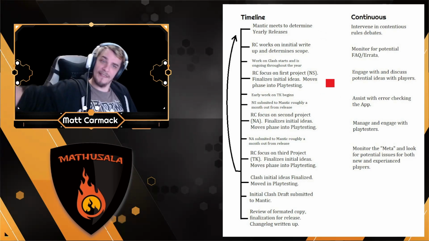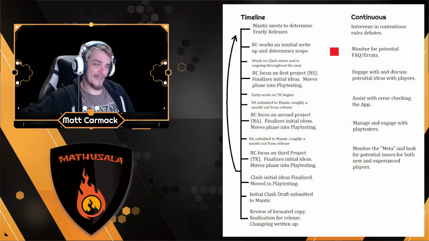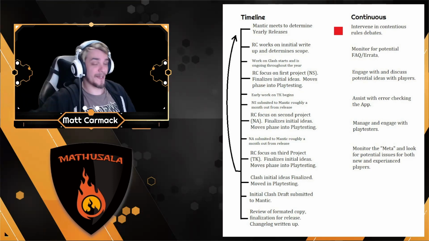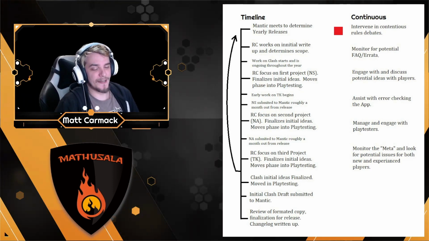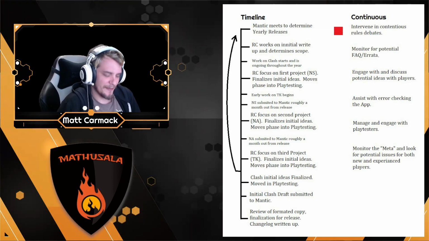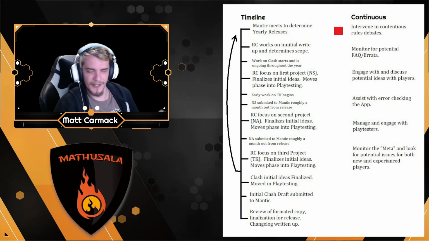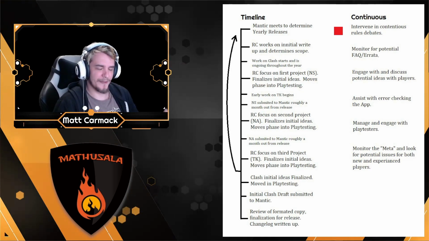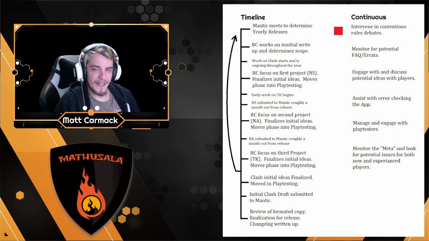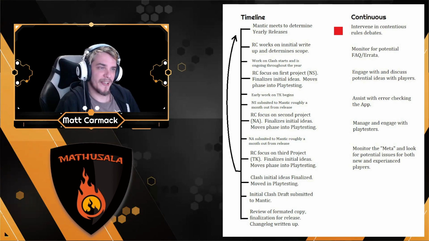In addition to that, because that's just the project side of stuff, that's the project. The ongoing stuff that we do is we intervene in contentious rules debates. So we monitor for situations online through all the various different social media, Discord, Facebook, the forums, what have you. We've all got our feet and hands kind of stretched wherever we can.